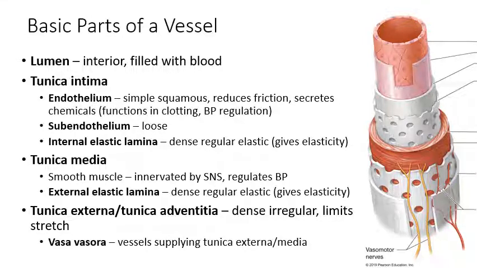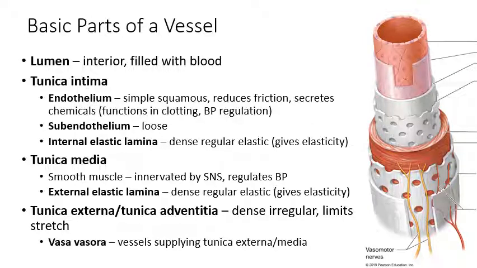It also secretes chemicals that regulate how blood is flowing through the vessels. So some of those chemicals will prevent inappropriate clotting, and some of them will help regulate blood pressure. For instance, the endothelium can release nitric oxide, which causes vasodilation, and that would reduce local blood pressure.